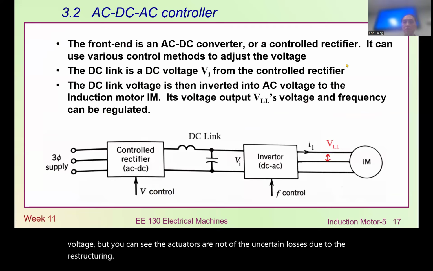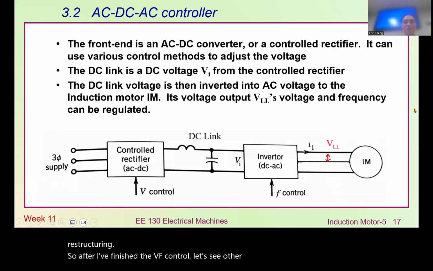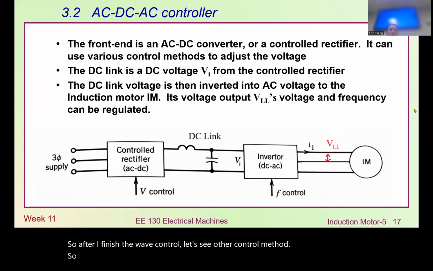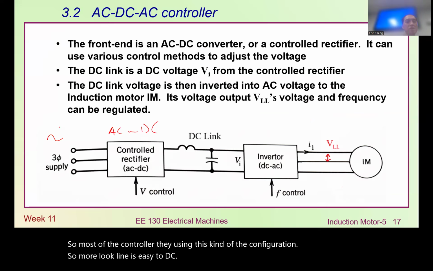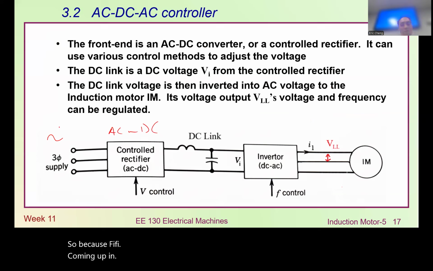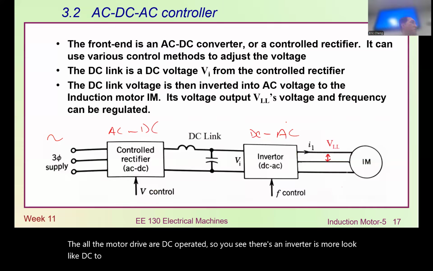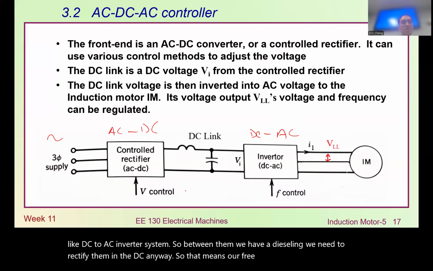So after we finish the V/f control, let's see other control methods. Most of the controllers use this kind of configuration. It looks like an AC to DC stage first, so we have three-phase coming in. All the motor drives are DC operated. You see there is an inverter, which looks like a DC to AC inverter system, and between them we have a DC link. We need to rectify the input into DC anyway. So that means our three-phase will be rectified into DC, and the DC inverted into AC.